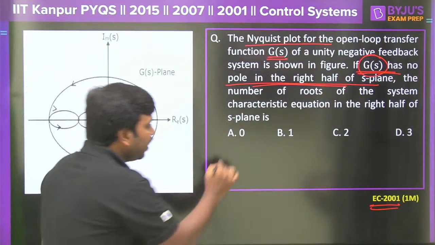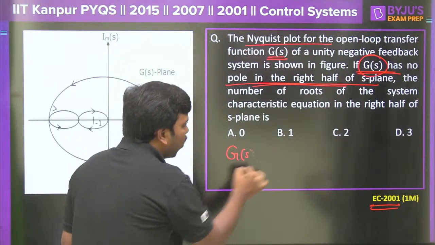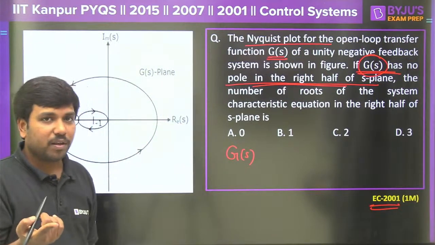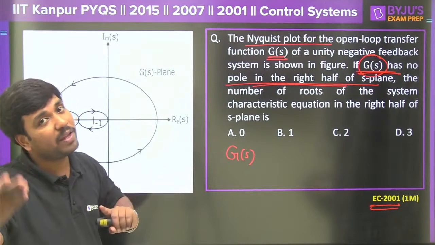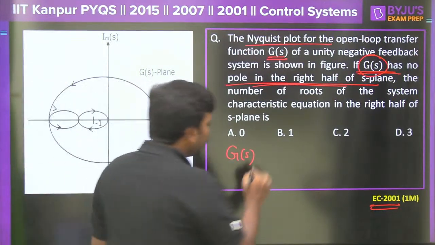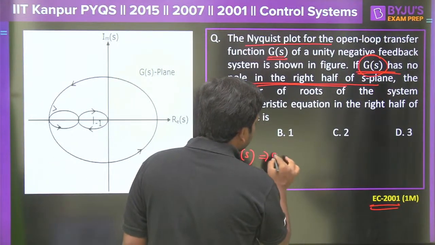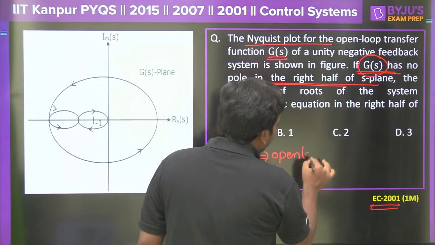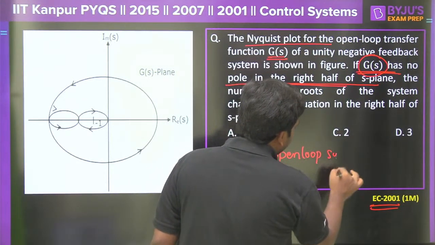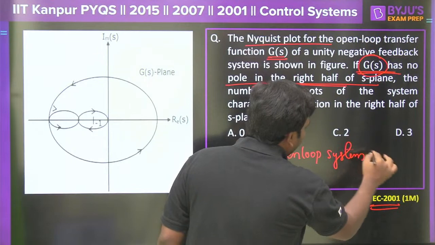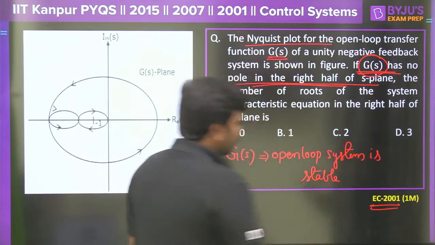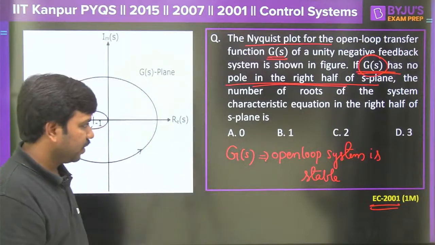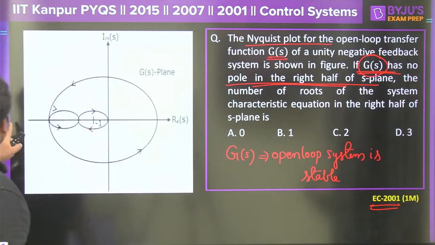Clear? G(s) has no pole in the right half of the S plane, and G(s) is an open loop system, correct? What does it mean? No pole in the right side of the S plane means the open loop system is stable. Open loop system is stable means there are no poles of the open loop system that lie in the right side of the S plane. Clear? Now look at the Nyquist plot.